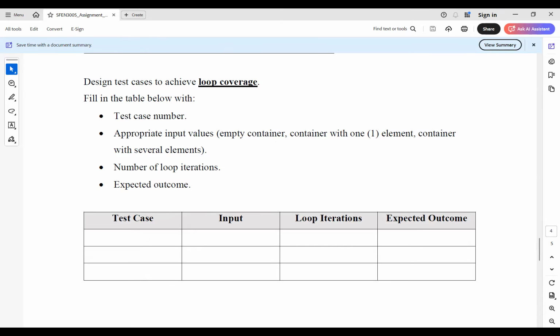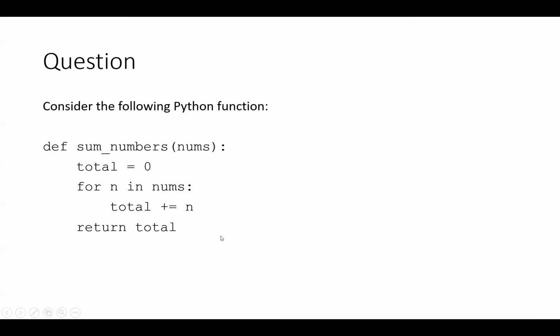So let's go back to the question from last week. So I had something like that here. So this here is a function with a loop. Okay, so this function is sum numbers. So it's going to sum all the numbers in this container. So for n in the container, so for each element in the container, it's going to add that to total, whatever total is, right? And then at the end, it's going to return total.